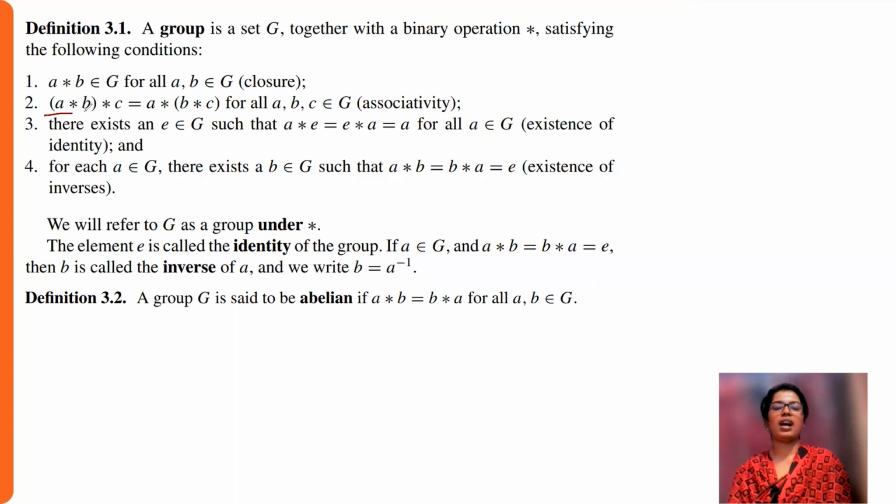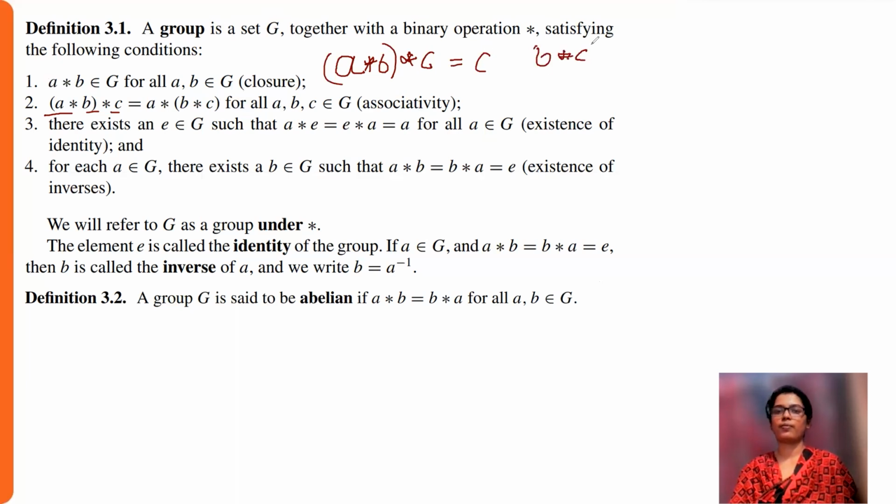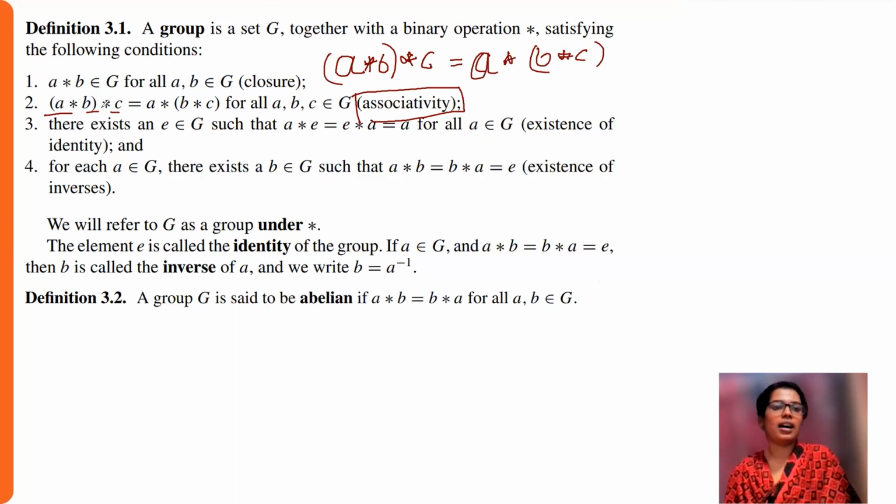The second condition: A star B star C. That means you perform the operation on the first two, and then you perform the operation with the other. Similarly, it should be equal to performing the operation on the second two, and then performing it with the first one. If this associative property is satisfied, we say that the set is associative. So till now we have satisfied two conditions: the first one is closure, and the second one is associativity.